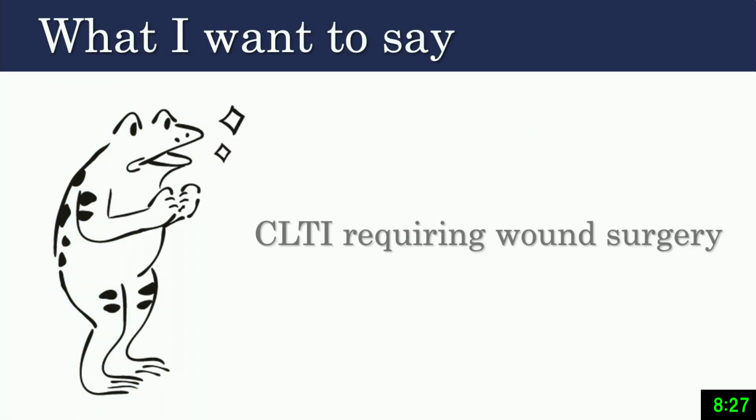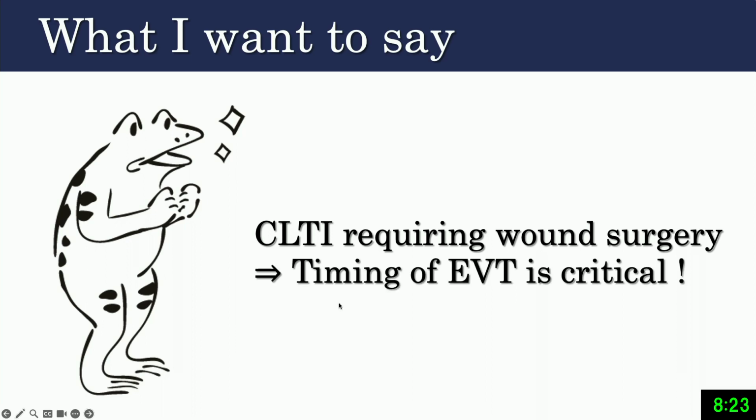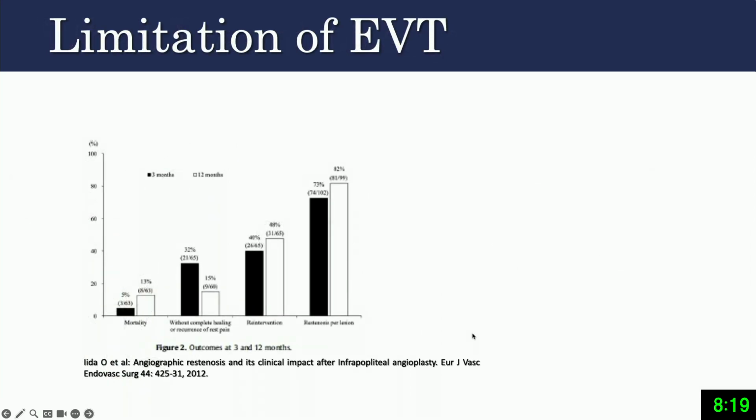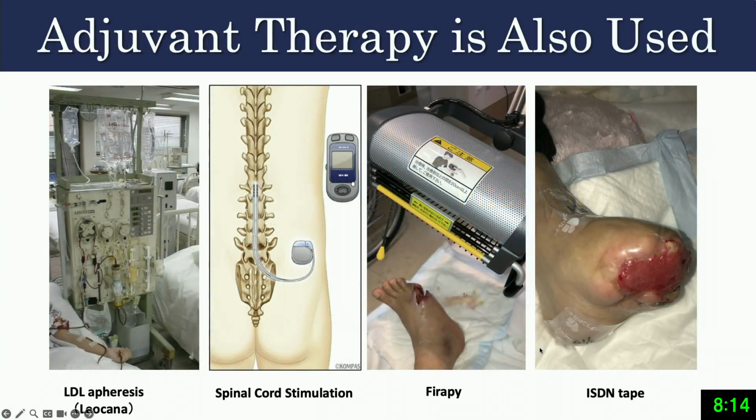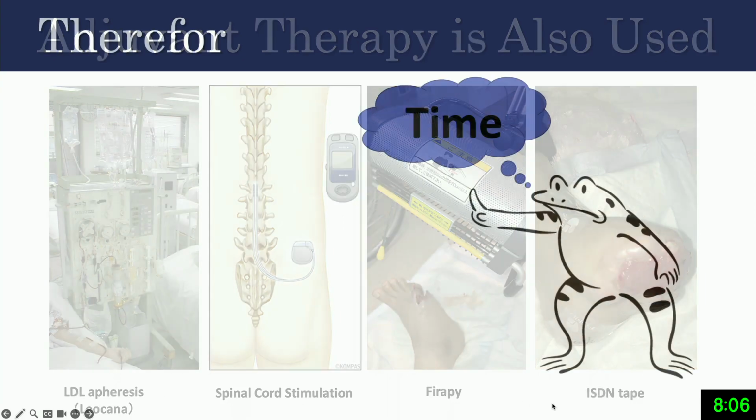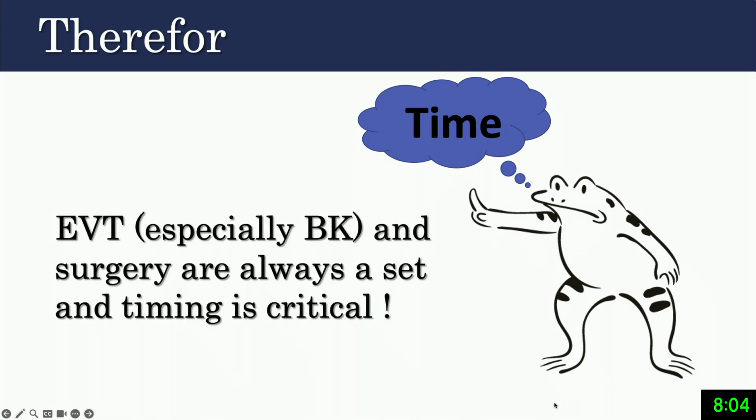What I want to say is, CLTI requires wound surgery, but the timing of EVT is critical. Of course, EVT has a high restenosis rate, so sometimes we need adjunctive therapy like apheresis, SCS therapy, or ISDN tape. Therefore, EVT, especially below the knee, and surgery are always a set, and the timing is critical.